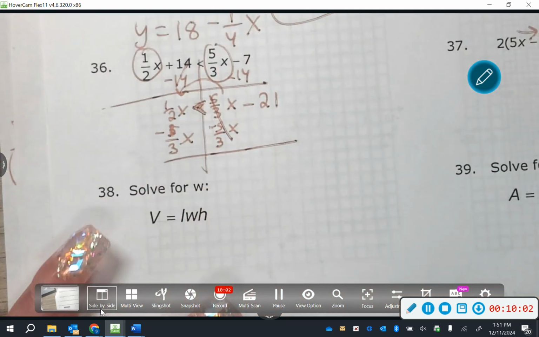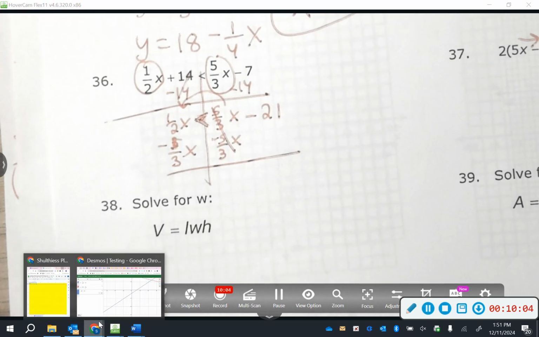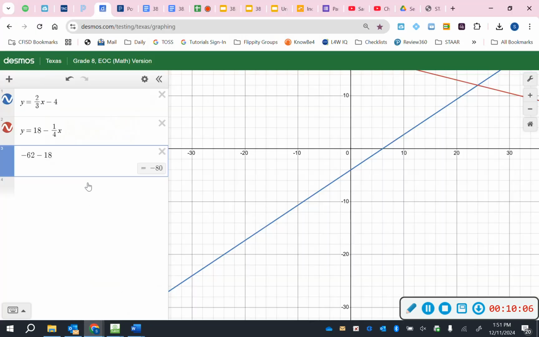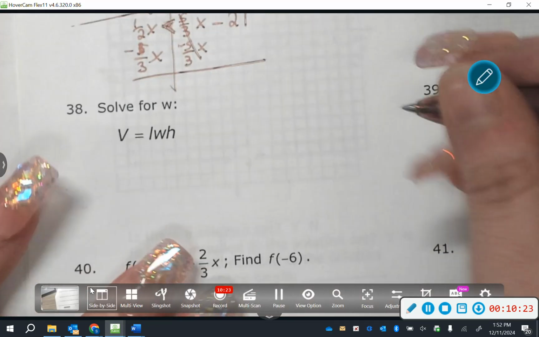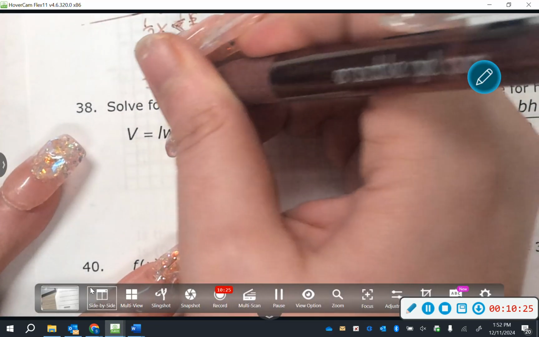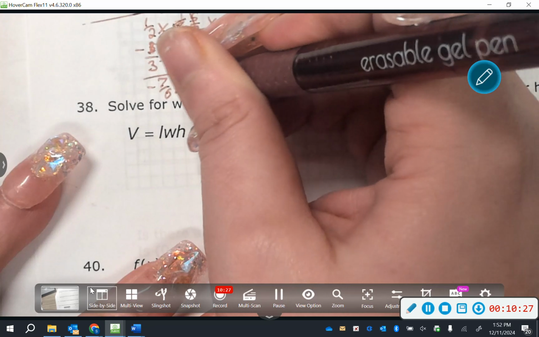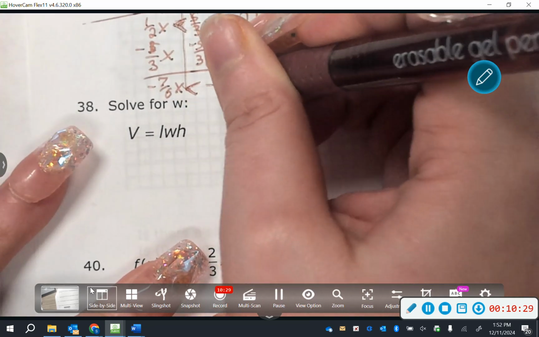So let me plug that in. 1/2 minus 5/3. I'm going to change it to a fraction just because that seems nicer. Okay. So we got -7/6. So we have -7/6x is less than -21.